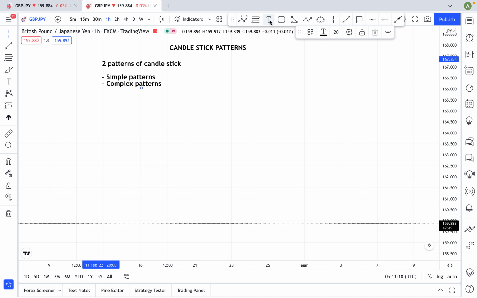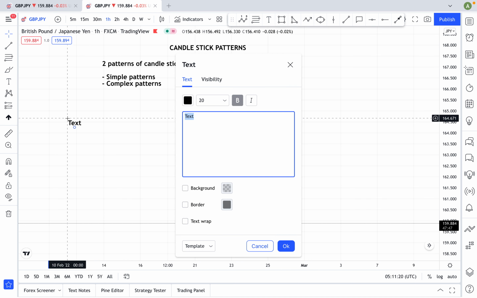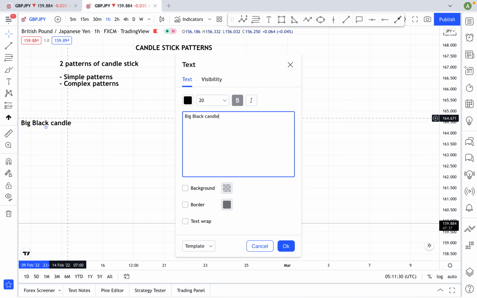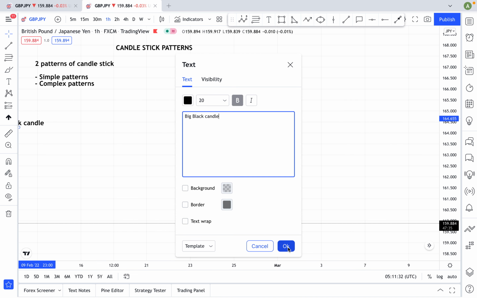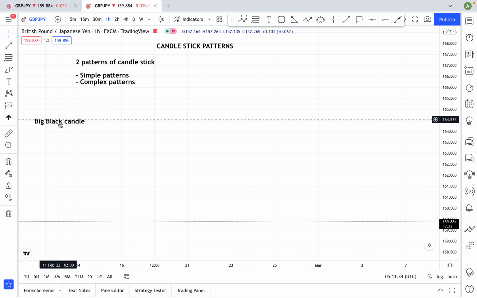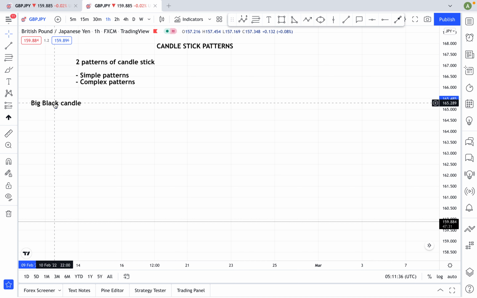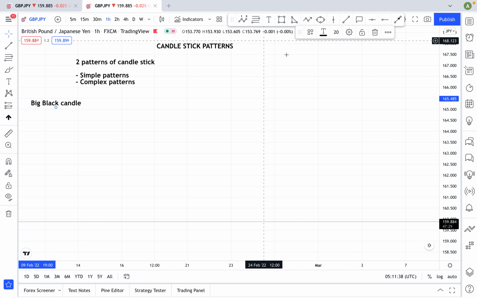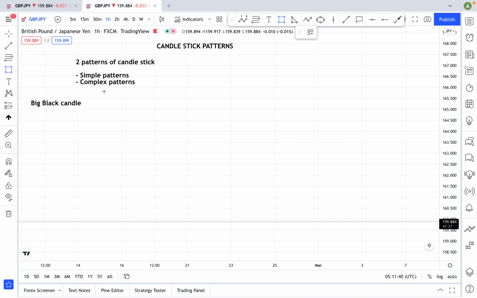So I'll firstly start with the big black candle. Please, one thing you should know is that when I say big black candle, that means it's a red candle, and that's a selling candle. That is what it signifies. So we have it this way.